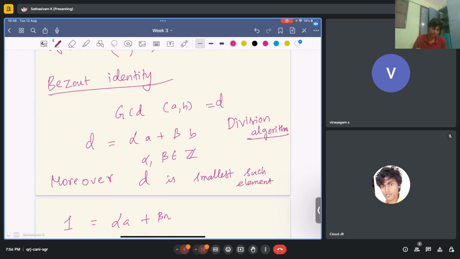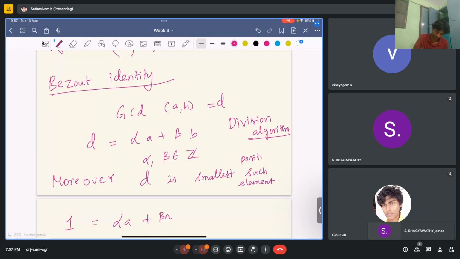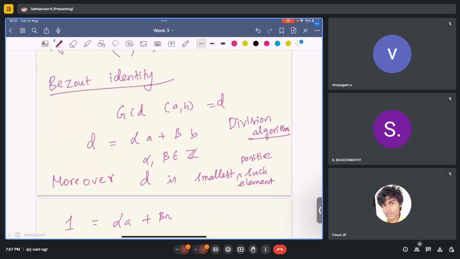What do I mean by smallest such element? You take this A and B and you can vary the alpha and beta, right? So there are so many combinations you can put. You can put any integers, so you will get a lot of numbers here. So what it tells is the smallest positive such element. This comes from the Bezout identity. You can prove this statement using the division algorithm, but I will just skip that part.